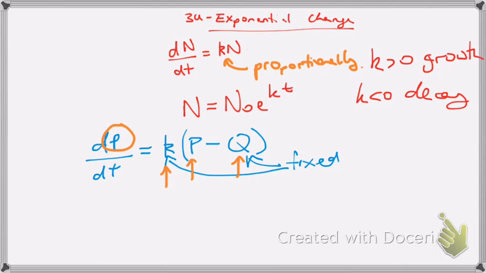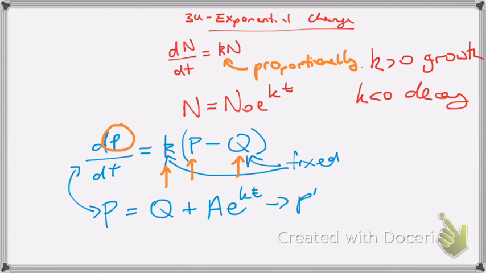It turns out that in this scenario, we can then write that p equals the quantity q plus a constant a times e to the kt. Right? These formulae are the same. And again, to do this, I would differentiate. So I'd go p dash equals ka e to the kt, chain rule, which equals k times p from over here minus q. Exactly what I needed. Right?